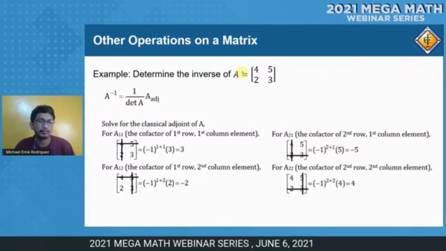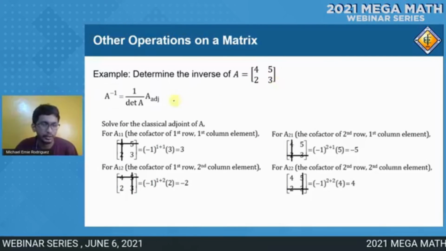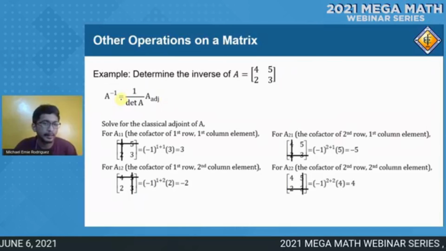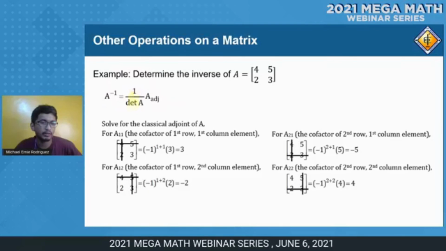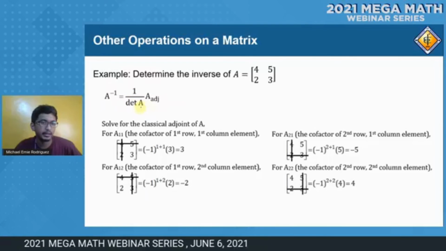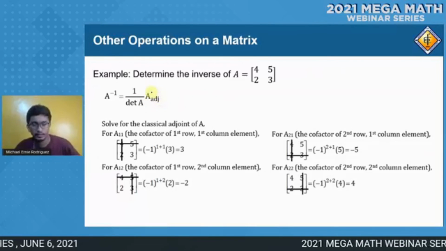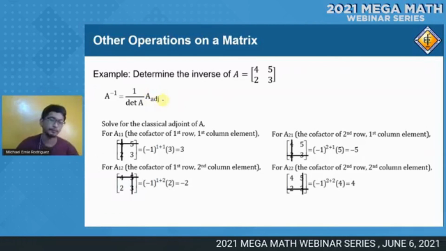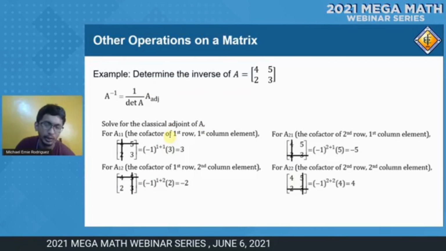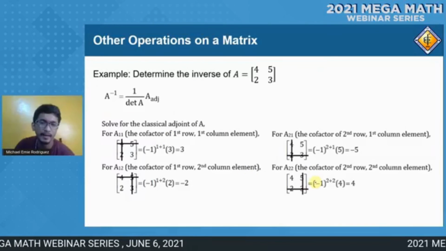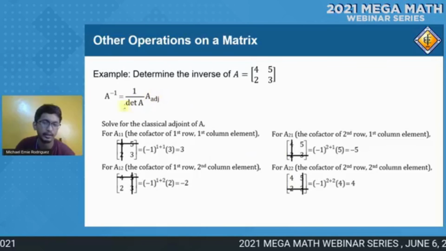So, we need to get the inverse of matrix A, 4, 5, 2, 3. So, ang ating formula for inverse matrix, so that is 1 over the determinant of matrix A times the adjoint of A. So, pagkuha ng adjoint, di ba, yung mano-mano natin, mahaba siya. Classical adjoint, kunin mo yung cofactor and then transpose mo, di ba, to get the classical adjoint. And then determinant, okay, so na-discuss na natin yan.